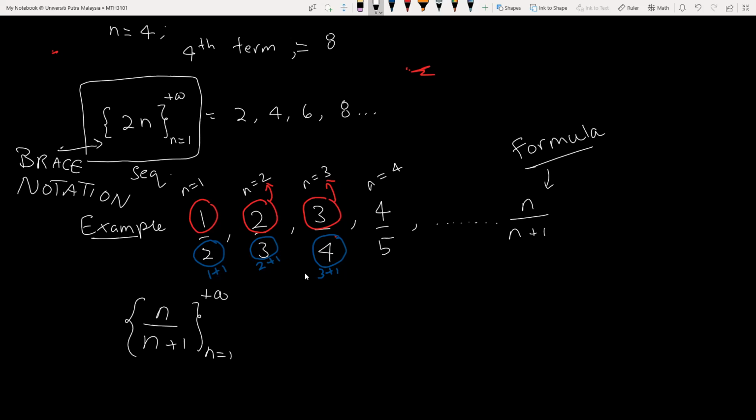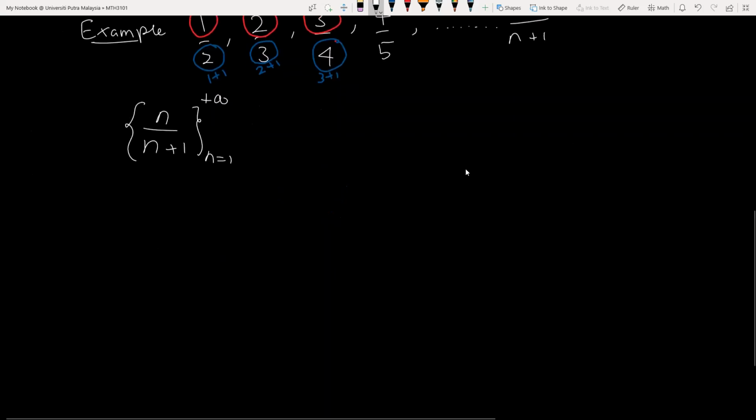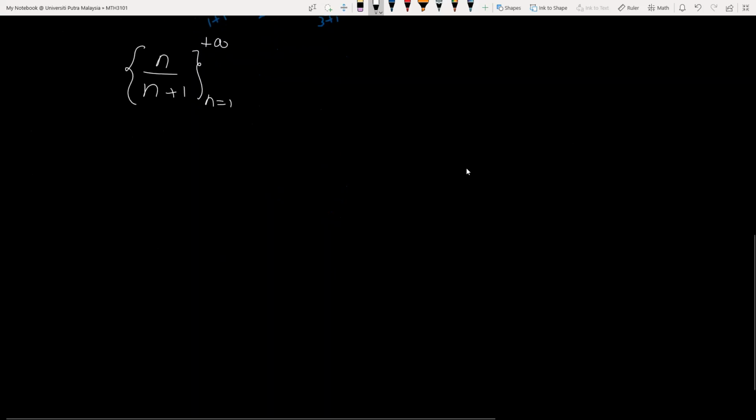Ada soalan setakat ni? Any questions so far? No. So for sequences, it depends on how you perceive it, how to find the formula. Okay, what's the famous sequence? Let's see, notable sequences.